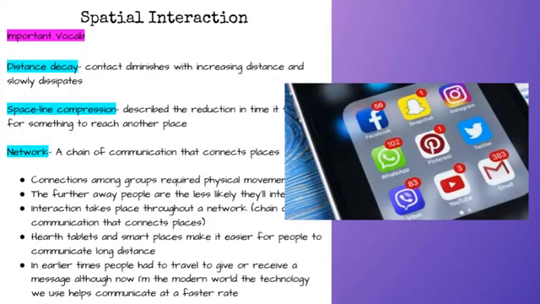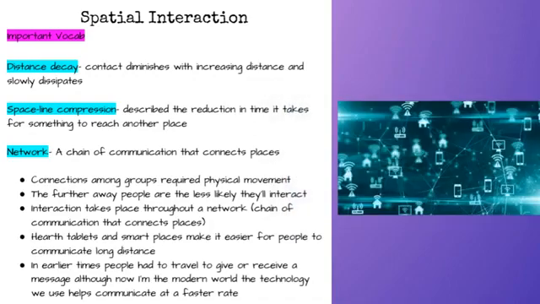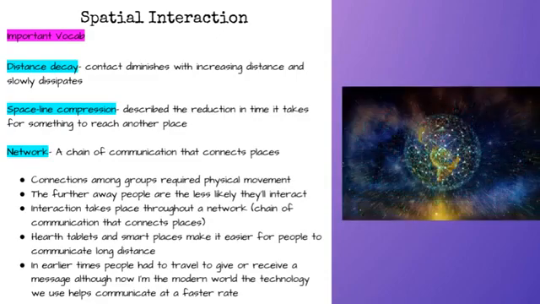Spatial interaction. The vocab for this section is distance decay, space-time compression, and network. Connections among groups require physical movement. The further away people are, the less likely they'll interact. Interaction takes place through a network or chain of communication that connects places.